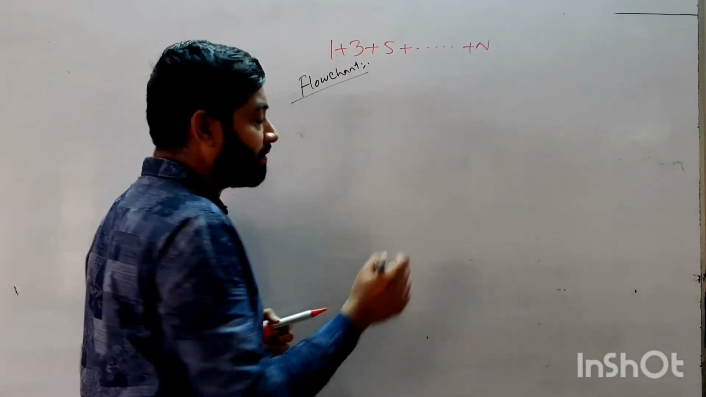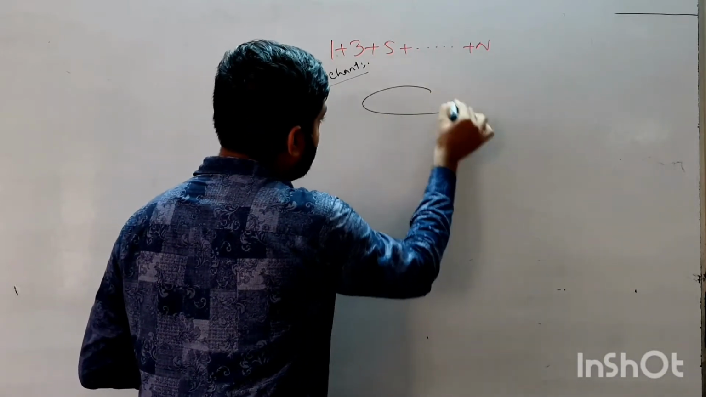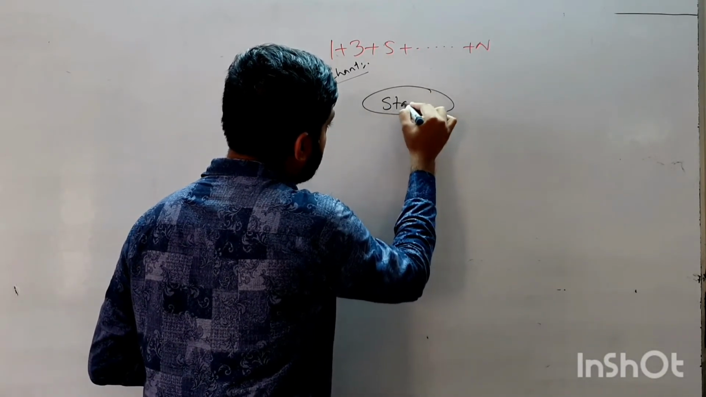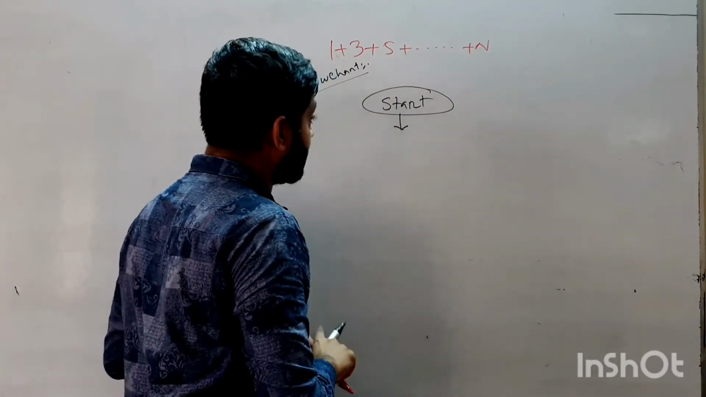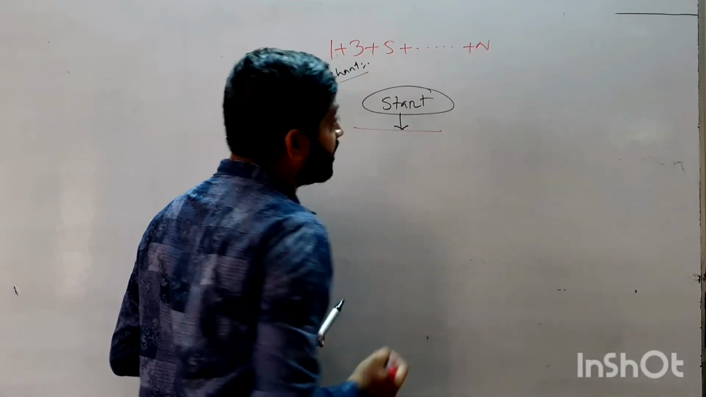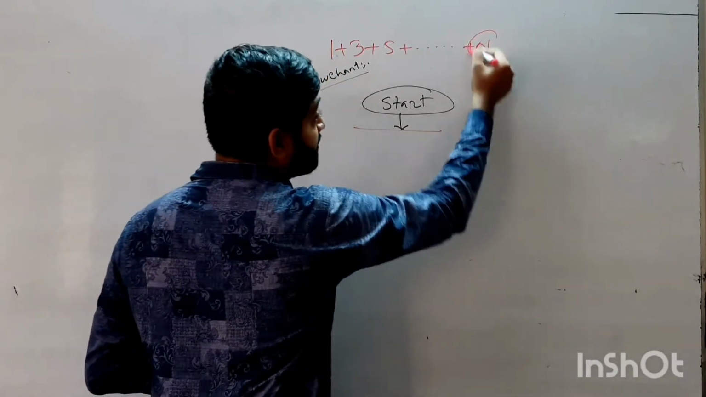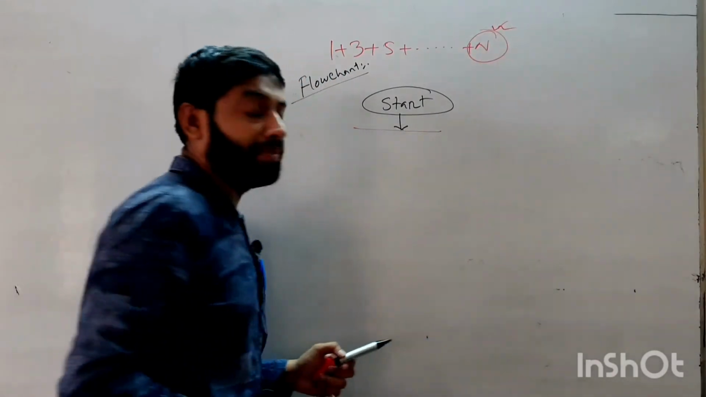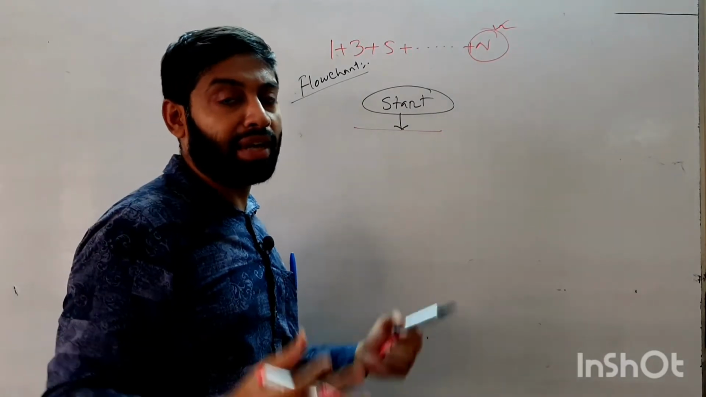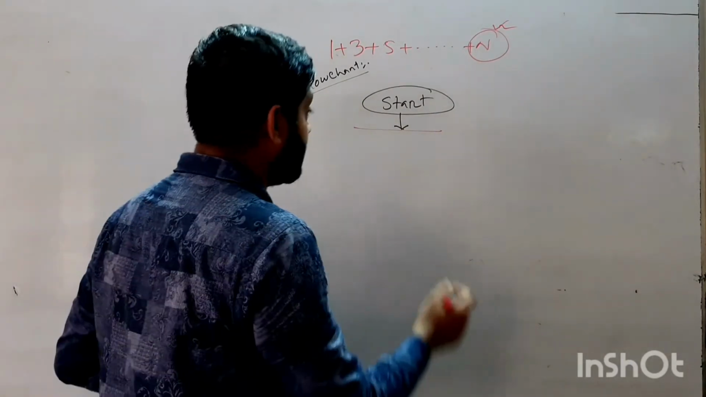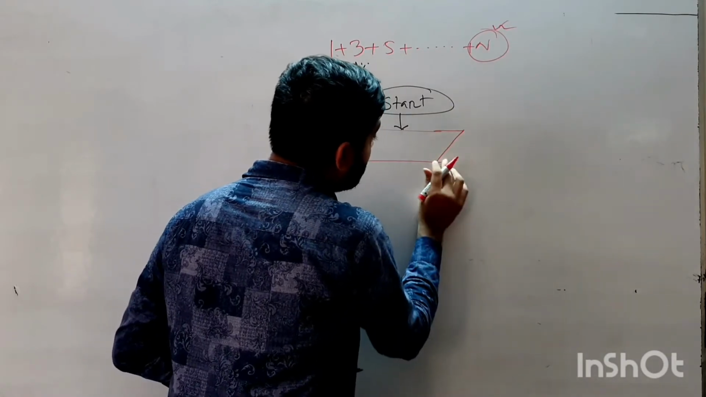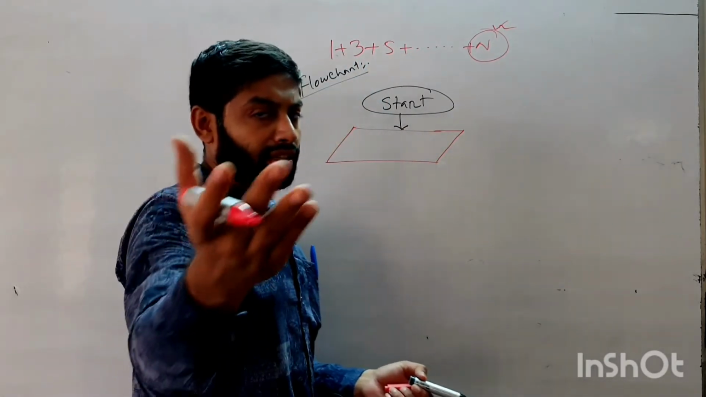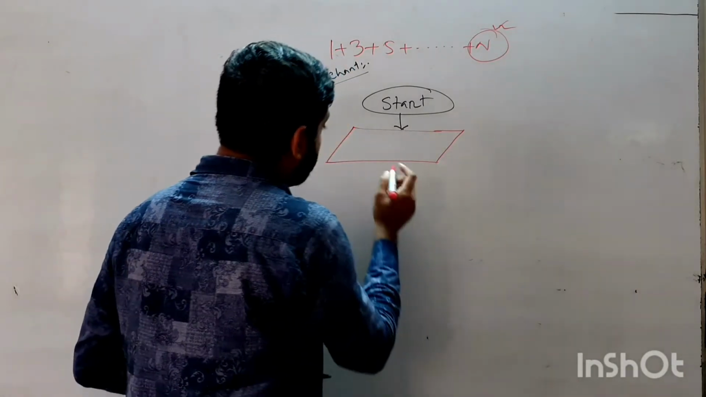So in the flow chart part, first of all, I have to initiate the start. The oval shape I have to mention here, start. Then I have to take input from the user. Why? Because the last value of our series is n. I don't know the last value of my series. That's why I have to take the last value from the user. It can be anything you want.